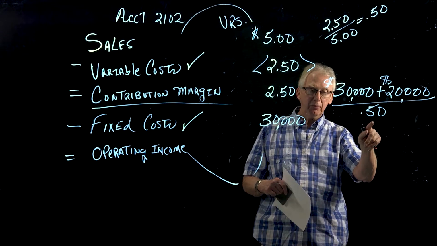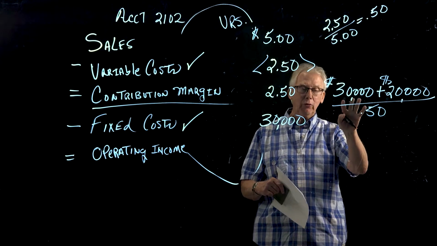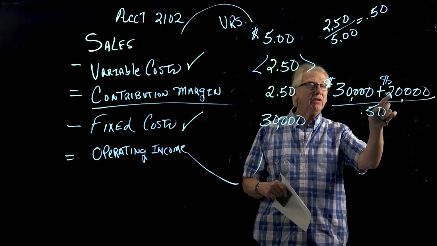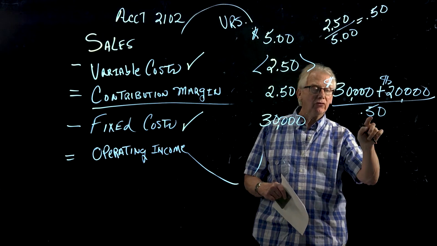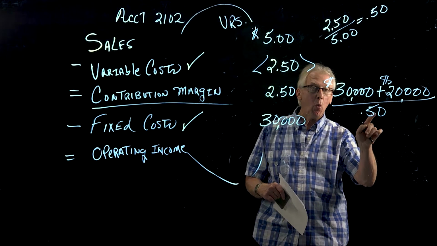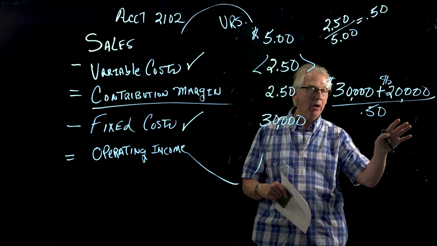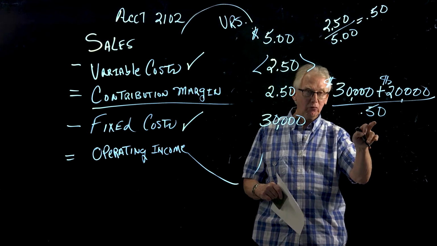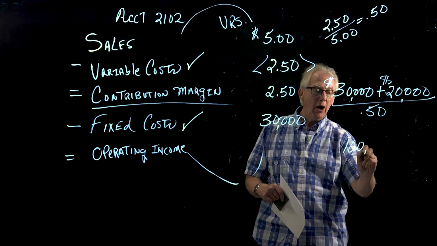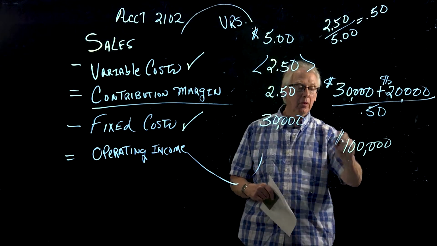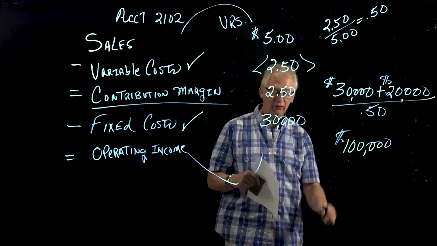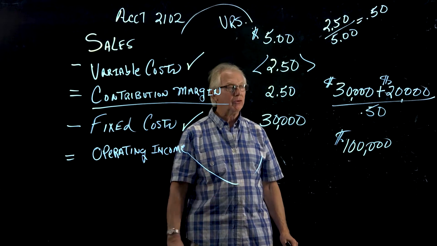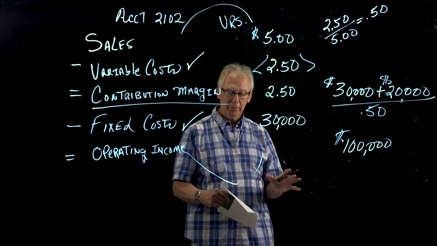$50,000 divided by 50%, actually what this says is $50,000 is 50% or 1/2 of some number. What number is that? Okay, $50,000 is 1/2 of $100,000. That's actually what that says. So if you look at your answers, the answer is D.